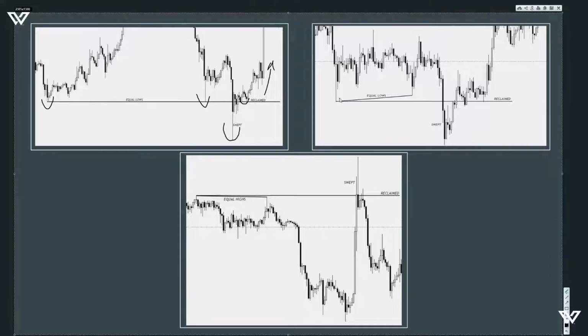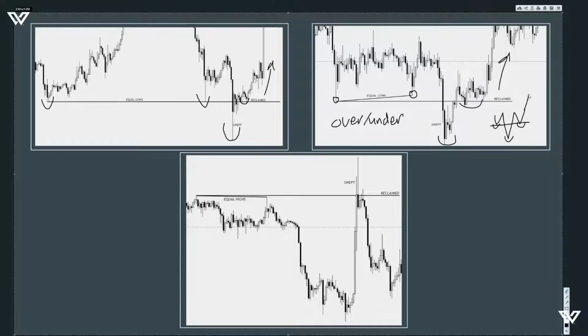Okay, equal lows, like I said, they don't have to be exactly the same, they can be slightly off. Equal lows, price sweeps, we reclaim, and we trend. Okay, this is also an over under. I talk about over unders a lot. It's when you have a support, a bounce, sweep. It's like a head and shoulders almost.